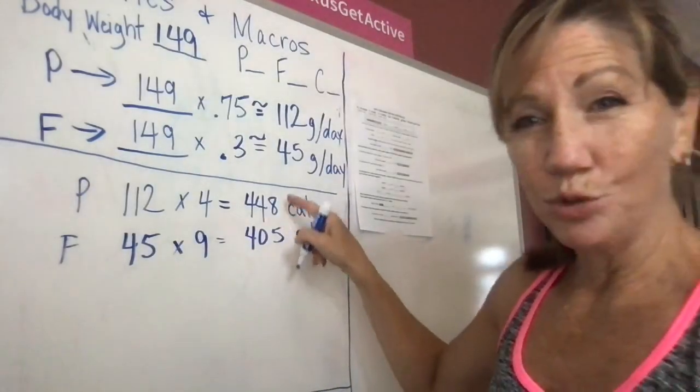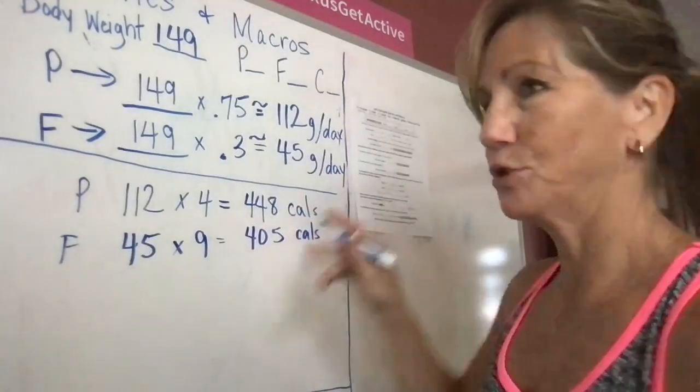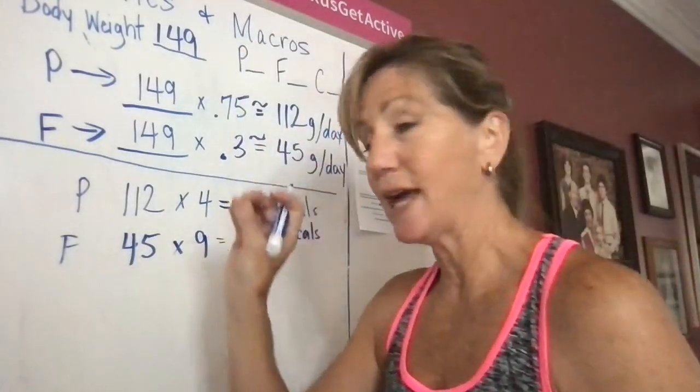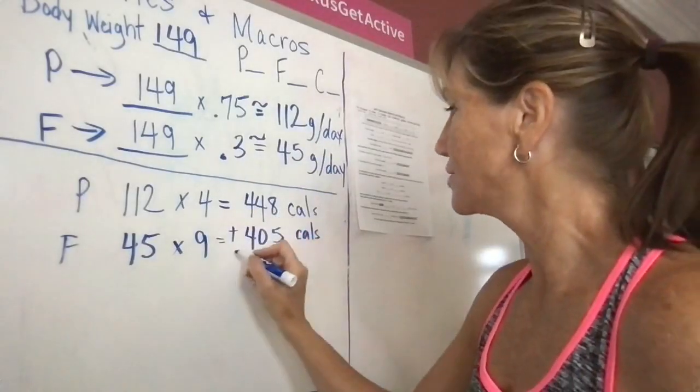We are then going to add, so you'll notice there's a place for your protein calories and your fat calories, and we're going to add these two numbers together.